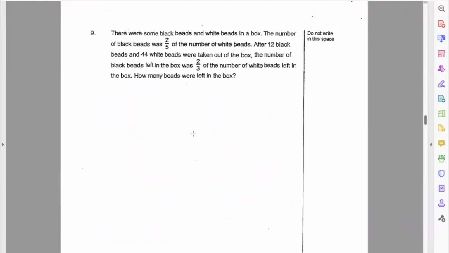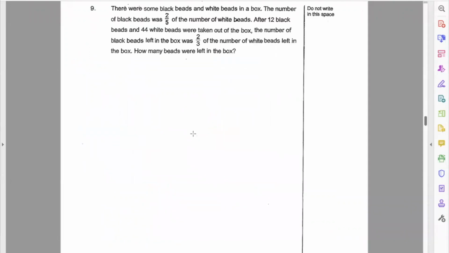Okay. So question 9 is a units and parts question. Let's record the question using ratio. So there were some black bits and white bits in the box. The number of black bits was 2/5 of the number of white bits. This we can record as this: black to white will be 2:5.